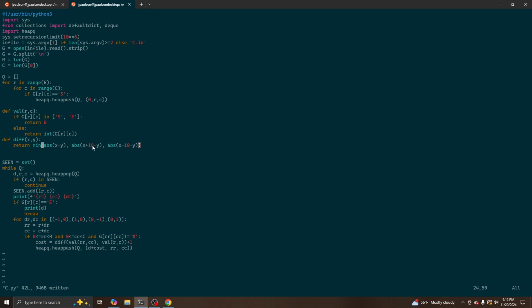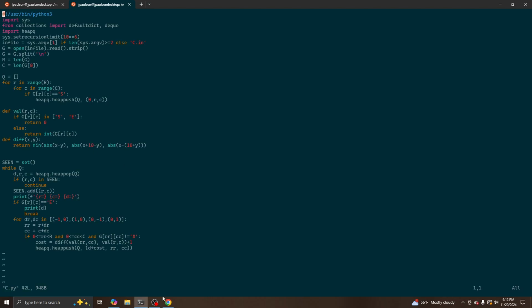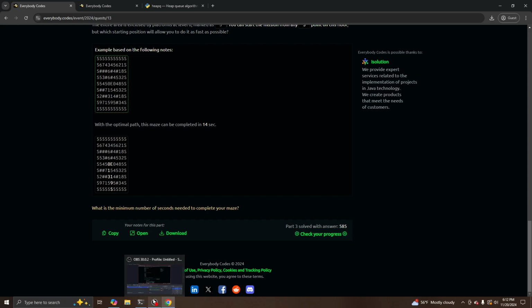I guess maybe the right way to think about it is either we can add 10 to x or we can add 10 to y. And because y is being negated here, this is like subtracting 10. Yeah, that seems like a clean way to think about it. That gives us the right answer, 585. And that is it for today. See you tomorrow.